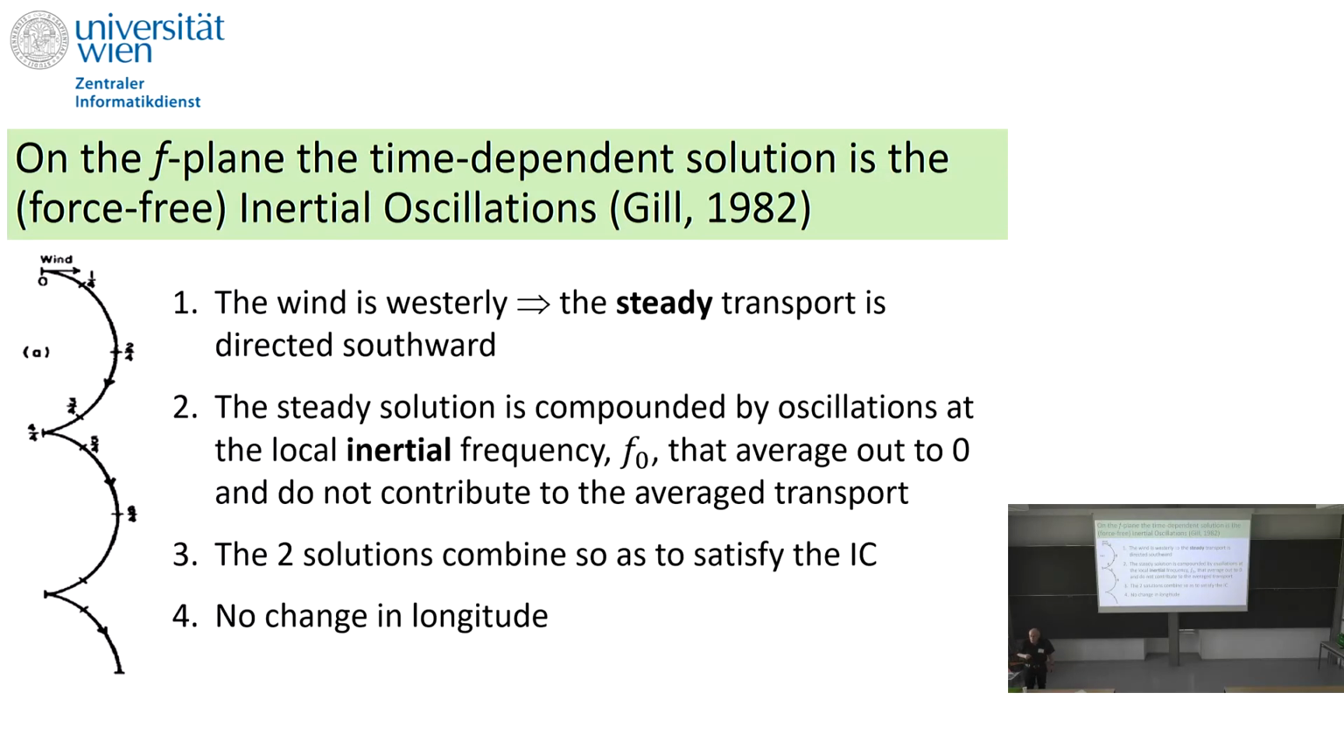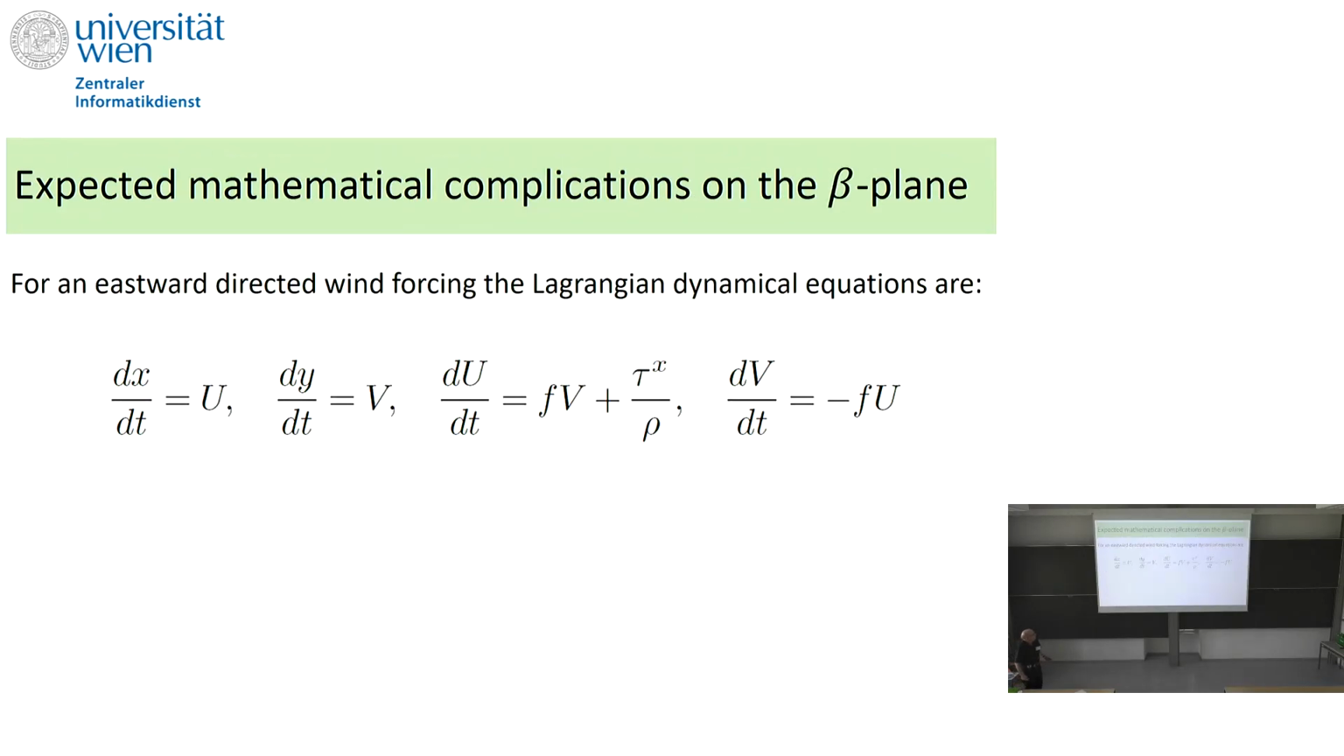And clearly this solution has nothing to do with the longitude. In the case of, again, a zonally directed, eastward directed wind stress, the motion of the column of water doesn't know at all about the longitude. It goes back and forth and just completes those inertial oscillations, but actually doesn't move, again, on average, either westward or eastward. So the question is, how does it change when we come to the beta plane?